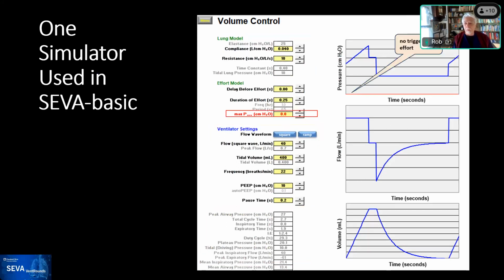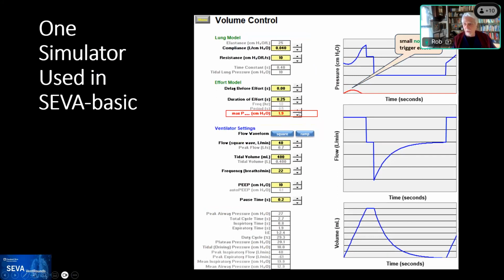Now, this is just an example of how the effort model can change these waveforms. This red line represents the PMUS waveform. Here you see there's no trigger effort because the maximum value of the PMUS is set to 0. Here we have a small trigger effort with no delay relative to the start of the breath. So you can think of that as triggering this breath, and a small peak PMUS pressure.